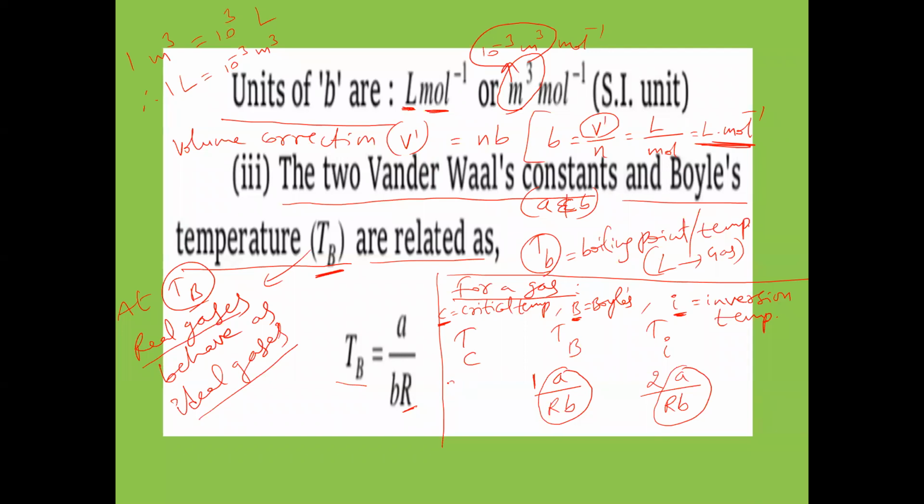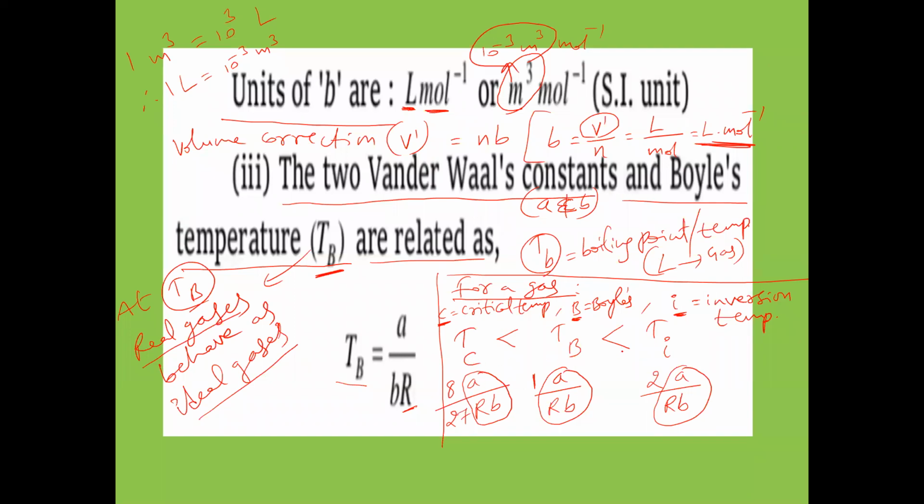And critical temperature is 8a by 27Rb. So 8 by 27 means less than 1 or more than 1? 8 divided by 27 is less than 1. So it is less than 1 into a by Rb, versus 1 into a by Rb and 2 into a by Rb. Among the critical, Boyle and inversion temperatures of a given gas, whose magnitude is greater? Inversion temperature is greater than Boyle temperature, which is greater than critical temperature.